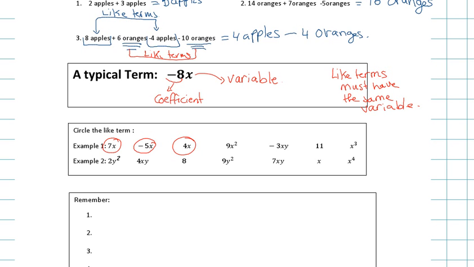So, what's a like term for 2y squared? Anything with a y squared? Yeah, so which one would it be? Do you have anything with a y squared here? 9y squared. So these two are like terms. What would be a like term for 4xy? 7xy. Okay? So the ones that are with the green, they're like terms. The ones that are in the red, they're like terms.